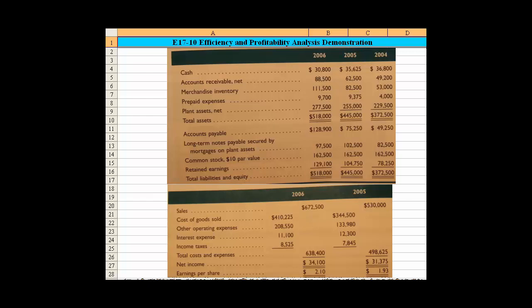Okay, let's look at exercise 17-10, where we'll explore efficiency and profitability analysis in this demonstration. Now, we're dealing with the Sexton Company, and we have 3 years of balance sheet information on the screen, and we also have 2 years of income statement information.